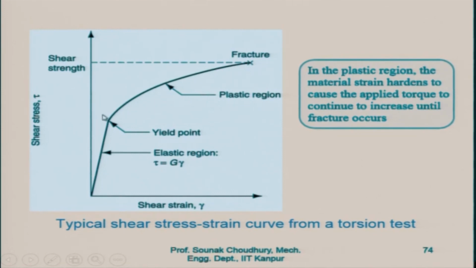Now, the material strain hardens and this causes the applied torque to continue to increase, and then the fracture occurs at some point of time when the material is segregated from the actual base material. So, this is the shear strength. This point is defined as the shear strength, and along this axis it is the shear stress, along this axis is the shear strain.